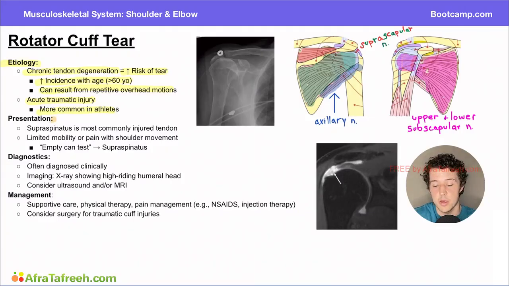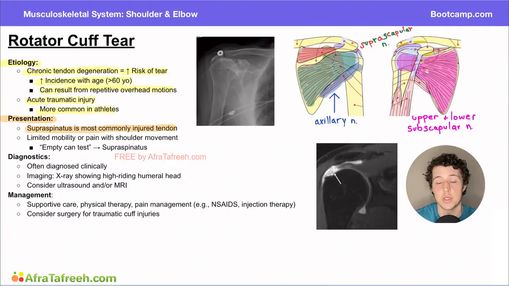Alright, let's move on and talk about the presentation. The first thing to mention is that the supraspinatus is the most commonly injured tendon. Sometimes question writers will give you a more general presentation and then ask you what the most likely pathology is. So even though all of the rotator cuff injuries may present similarly, you should keep in mind that if you suspect a rotator cuff tear, the supraspinatus is the most likely injured muscle.